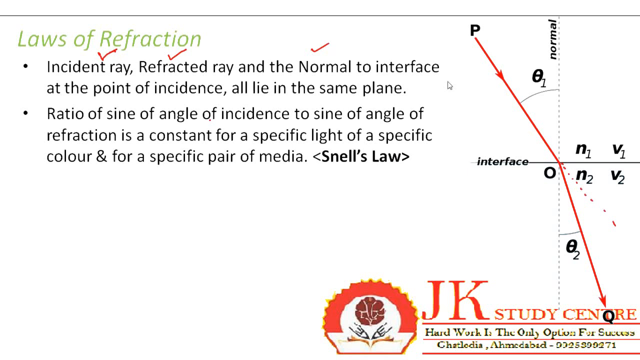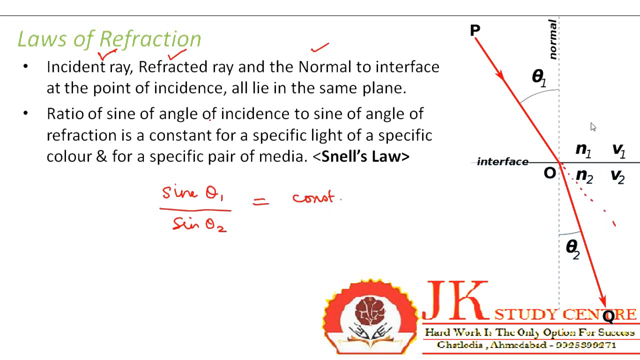That means in this case, this is my angle of incidence, that is the angle which is formed between the incident ray and normal. Similarly, the angle formed between the normal and the refracted ray is known as angle of refraction. So here theta 1 is angle of incidence and theta 2 is angle of refraction. So the second law says that sine of angle of incidence by sine of angle of refraction is equal to a constant. Now this ratio will remain constant only for a specific pair of media.